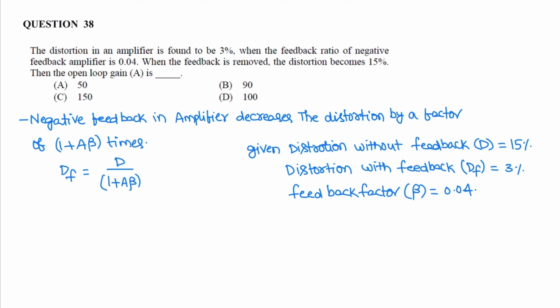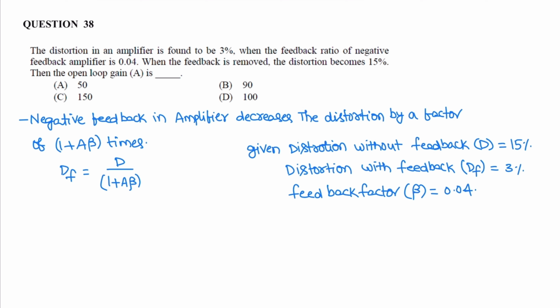The distortion in an amplifier is found to be 3% when the feedback ratio of the negative feedback amplifier is 0.04. When feedback is removed, the distortion becomes 15%. Negative feedback in an amplifier decreases the distortion by a factor of 1 plus A beta. So this is a known statement.